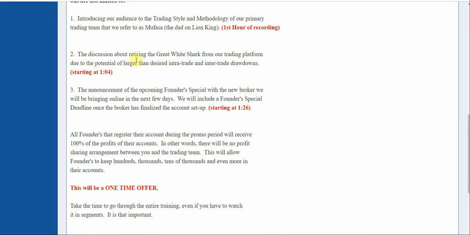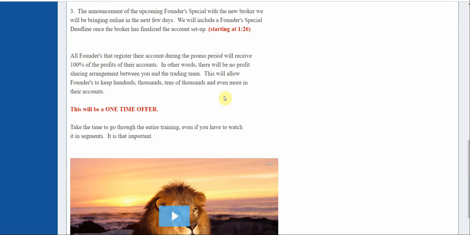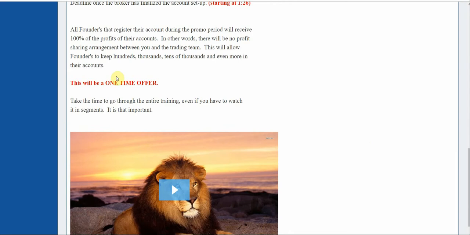Due to the potential of larger than desired intratrade and intertrade drawdown starting at 104, the announcement of the upcoming founder special with the new broker we will be bringing online in the next few days. We will include a founder special deadline once the broker has finalized the account setup. All founders that register their account during the promo period will receive 100% of the profits of their accounts. In other words, there will be no profit sharing arrangement between you and the trading team. This will allow founders to keep hundreds, thousands, tens of thousands, and even more in their accounts. This will be a one-time offer.